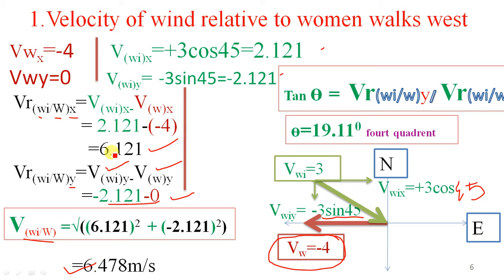Now here the x component is positive and the y component is negative. So it indicates that it is in the fourth quadrant, x positive, y negative. To find the direction, we have to take the relative velocity of wind with respect to woman in y direction divided by the relative velocity of wind with respect to woman in x direction. From that you will get the angle theta, and the direction is in the fourth quadrant. Okay, so simple problem.